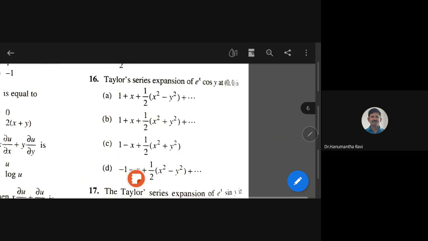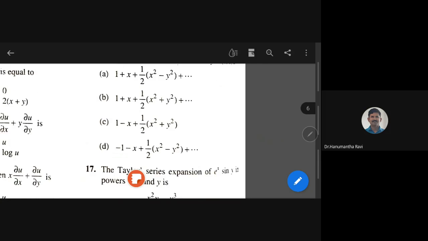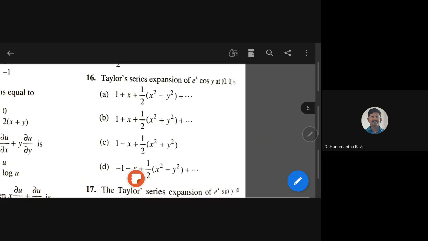So we have, the answer is one plus x plus 1 by factorial 2, that is 2 into x square minus y square. That is the answer for the 16th question.